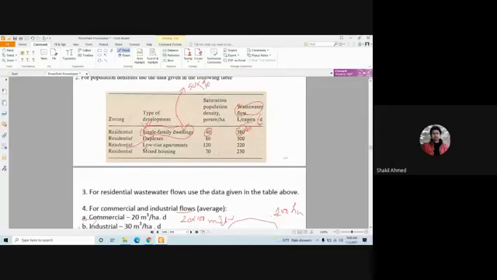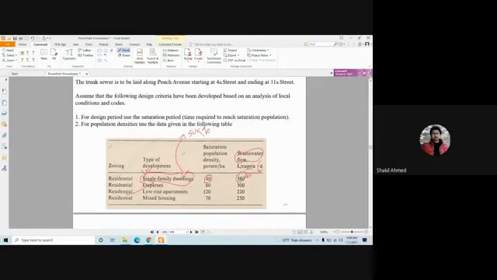Now, guys, if you look at this table, it varies from community to community. In Bangladesh, in Dhaka city, this is different. In British Columbia of Canada, it's different. In Sydney, Australia, it's different. But it is not drastically different, only slightly different.